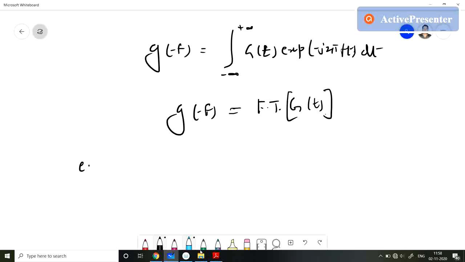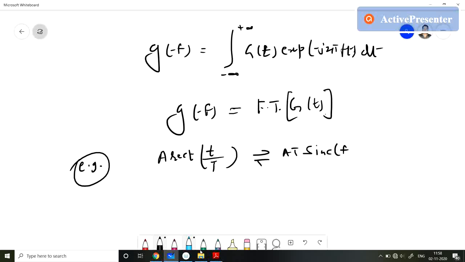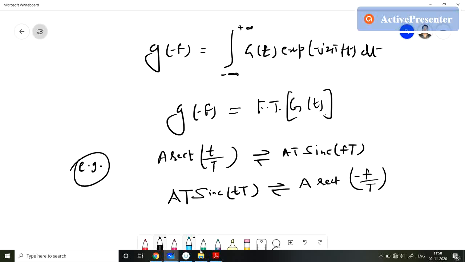So let us take an example. We know that A rect(t/T) has Fourier transform A T sinc(fT). Now if we find the Fourier transform of this signal, A T sinc(tT), then it should be equal to A rect(minus f divided by T), and that is equal to A rect(f divided by T), because rect is an even function. So A T sinc(tT) has the Fourier transform A rect(f/T).